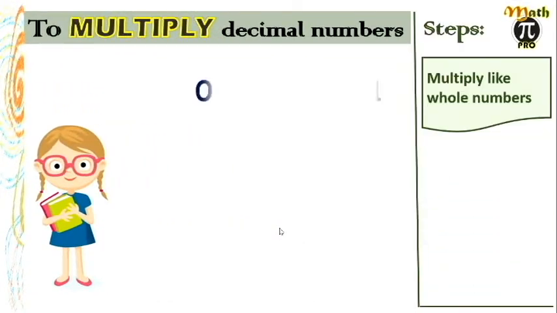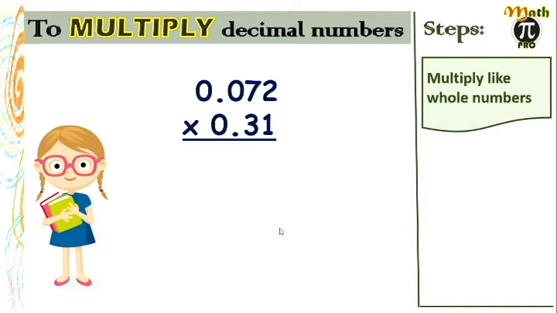So let's have another example. Again, we multiply like whole numbers. So it's like 72 times 31, getting the product, then we now multiply 3. As you see, I did not write 0 anymore here because it's not actually needed. In fact, you can just multiply 72 times 31, then after that you proceed to the next step, right?